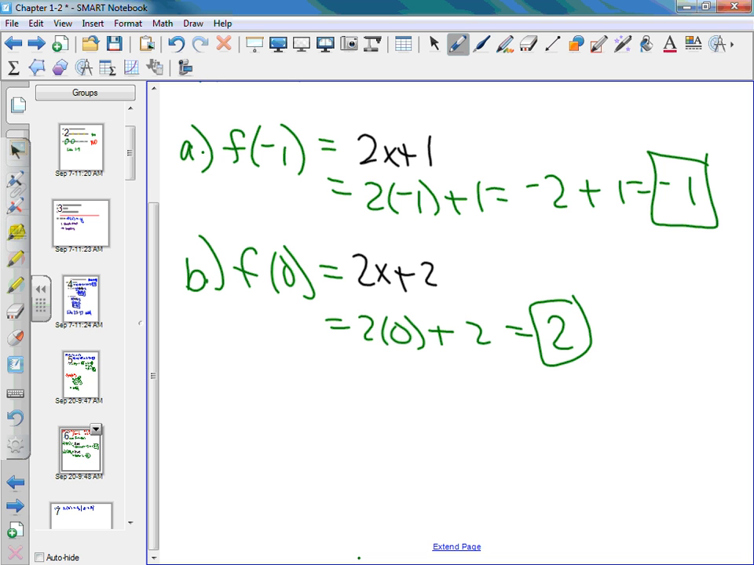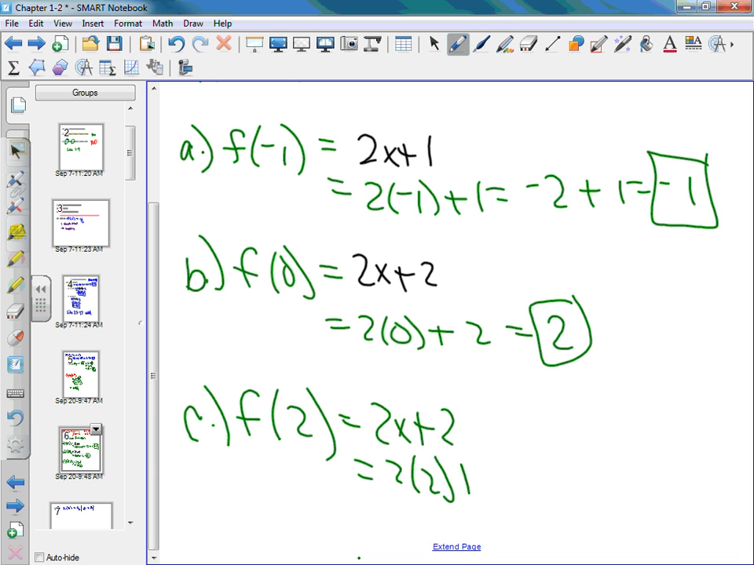And then I'll finish this one off to give you letter C, which is f at 2. And which function do you use when it's 2? The second one, which is going to be the 2x plus 2. To give you 2 times 2, which is the 4, plus the 2, which gives you the 6. Any questions on 27 through 38? Do you get that? Excellent.